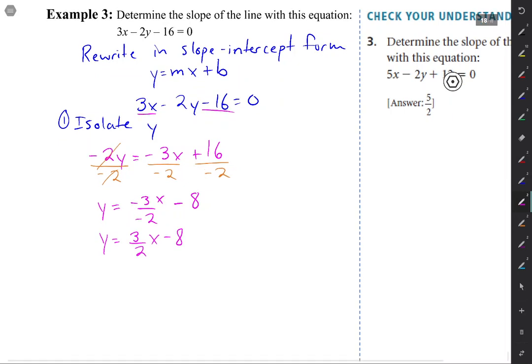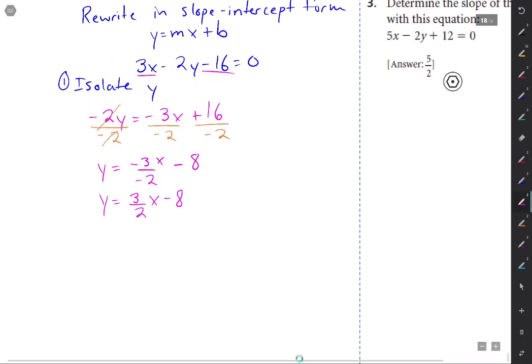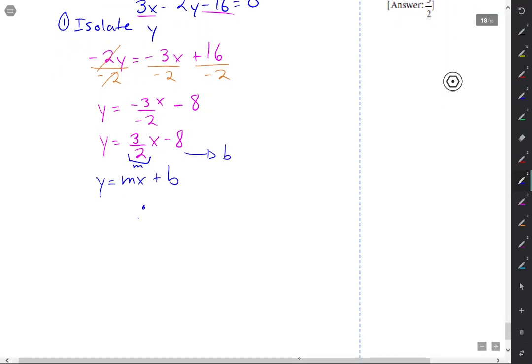And now at this point, we are in slope-intercept form. y is equal to mx plus b. So this here is the b, and this here is the m. So therefore, the slope is 3 over 2, and that would be the rise and run.